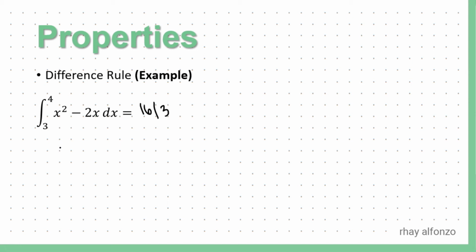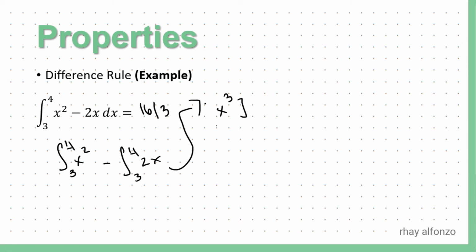Integrating them separately gives us x squared from 3 to 4 minus the integral of 2x from 3 to 4. So let's write here. This becomes x cubed over 3 evaluated from 3 to 4 minus x squared evaluated from 3 to 4. So let's substitute.